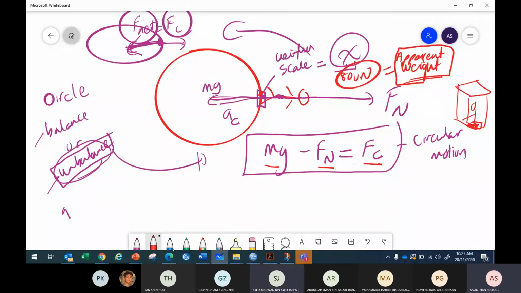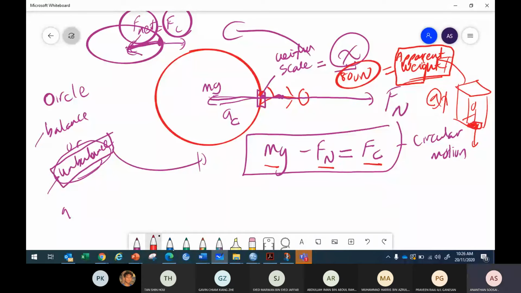When the lift accelerates, what happens to the reading on the weighing scale? Change or same? Change, right? It depends on how big the acceleration of the lift is. When you accelerate up, the weight gets larger. This reading is called apparent weight, the weight you feel at that moment.